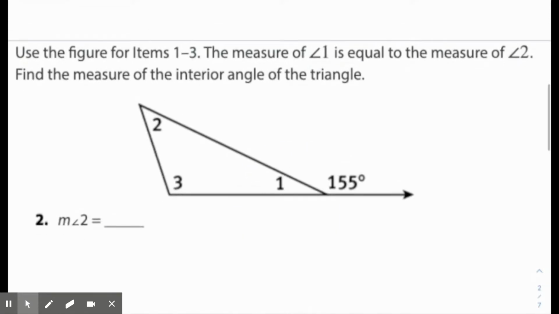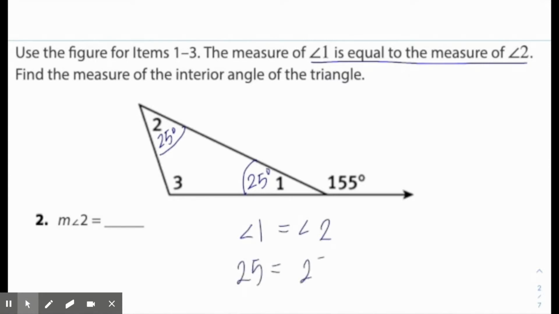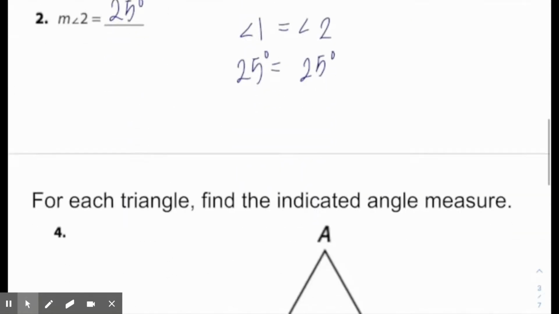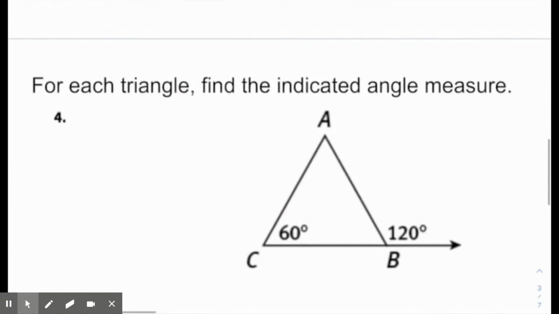We're going to use this in the next question. Remember from the last question, we found that angle 1 was equal to 25 degrees. And if angle 1 and 2 are equal, then that means that angle 2 is also equal to 25 degrees. So since angle 1 equals angle 2, we know that 25 is 25, so angle 2 is also 25 degrees.